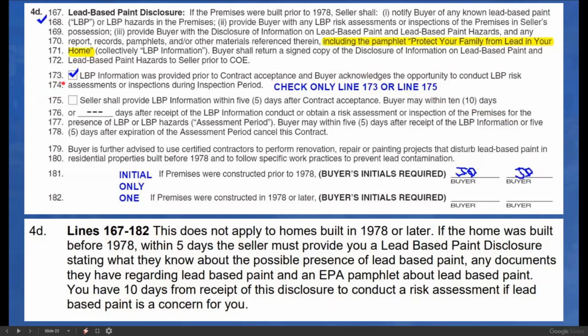And on lead-based paint in the Arizona contract, you're going to check only one of these, either line 173 or 175, obviously, whether the home is built before 1978 or not. And of course, you're going to only initial on one of these lines, the appropriate one for the age of the home.